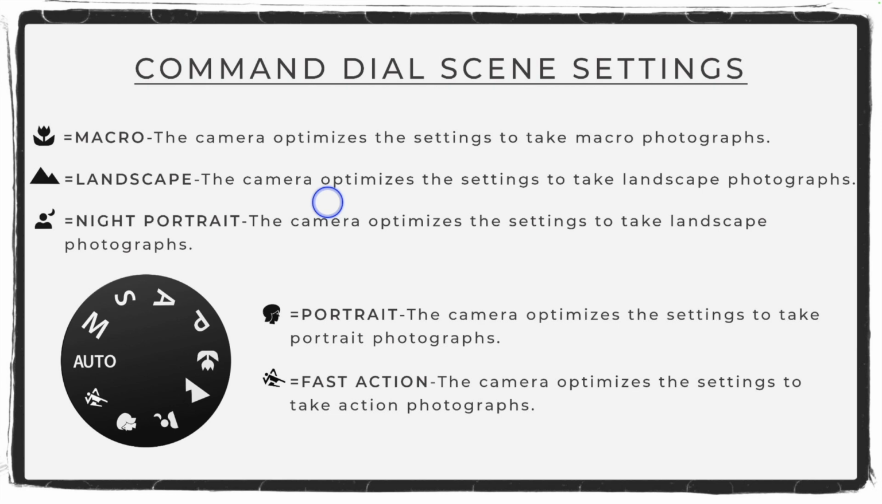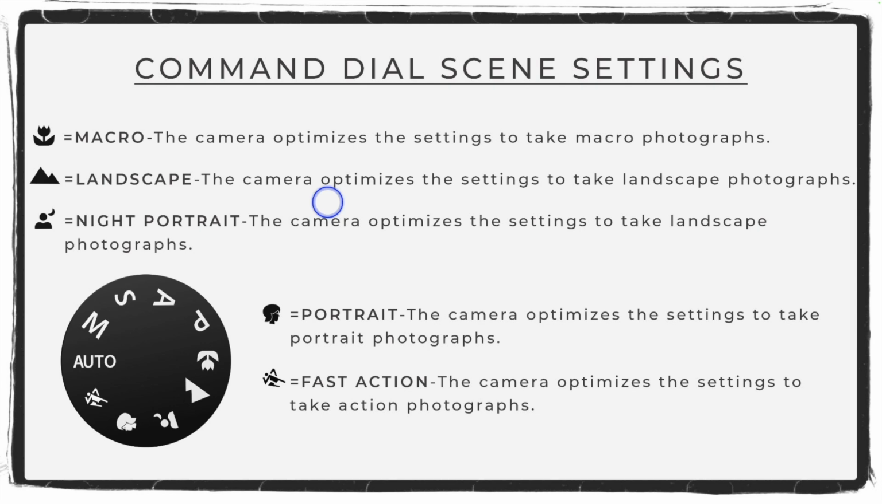So our first one is macro, this little flower, and it optimizes settings to take macro photographs. Landscape, it's going to optimize the settings to take landscape photographs, meaning it's going to set a high aperture so you have a high depth of field. You have a night portrait mode, and a lot of times this is going to turn on your flash, so your flash comes on and illuminates the subject in the front. You're going to have a portrait mode, which is going to set a shallow depth of field, and fast action, which is going to set that high shutter speed.